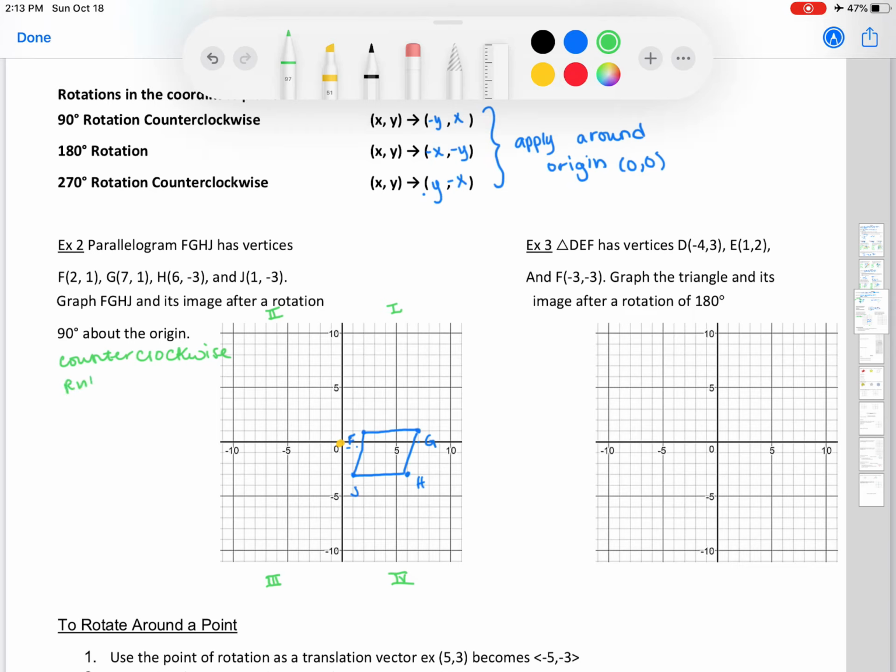So if I'm going 90 degrees about the origin, the rule for 90 degrees counterclockwise around the origin is that my x and my y are going to switch, and that first coordinate is going to change signs, which means that for my f prime, your x and your y flip. It was 2, 1 before. My x coordinate was 2, which makes my new y coordinate 2. And my y coordinate, 1, becomes my new x coordinate. And then that first number switches its sign. So my f prime is going to be at negative 1, positive 2.